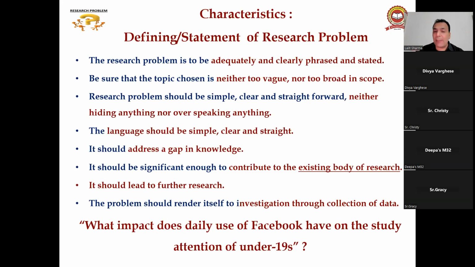So for example, I started with one loose statement. When I reframe it, we can say that it is a research question, a research problem, right? So what is a research problem, sources of research problem, how to define a research problem. After this we'll talk about formulation; first we complete it. It should lead to further research. The problem should lend itself to investigation through collection of data, right? So this is the statement or characteristics of how to define the research problem.